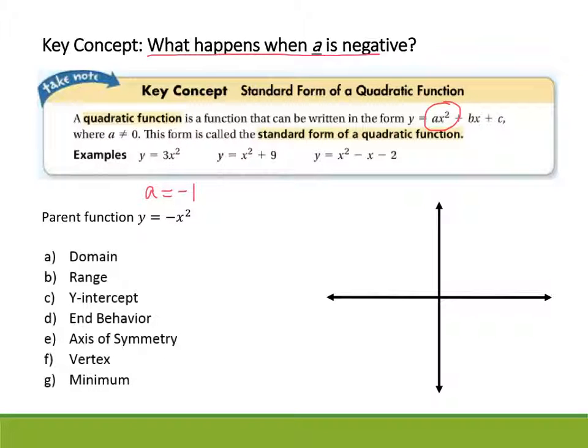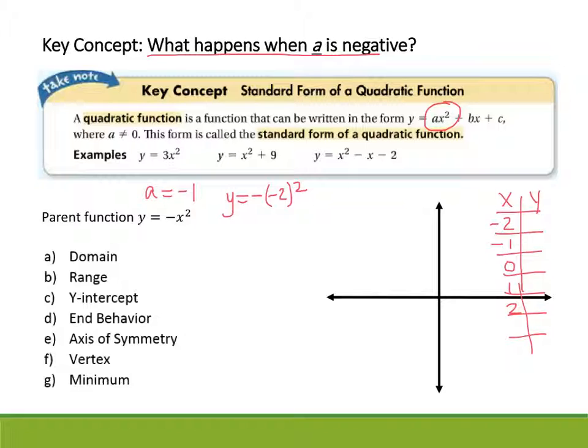So let's graph y equals negative x squared. Again, I'm going to plot some values. I'm still going to use the same numbers, -2, -1, 0, 1, 2. But then I want to plug into y equals negative x squared. So this is how you plug that in. You put the negative sign, and then you put the negative number in parentheses, and you square it.